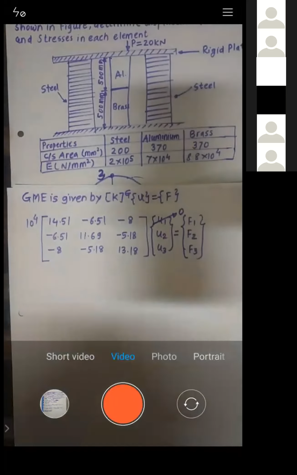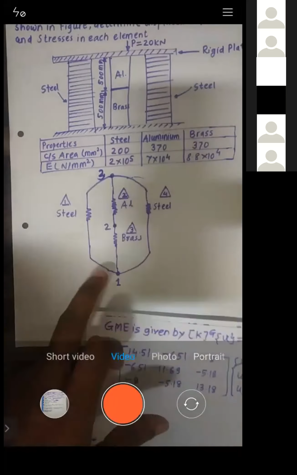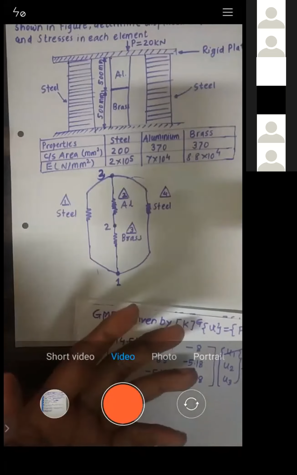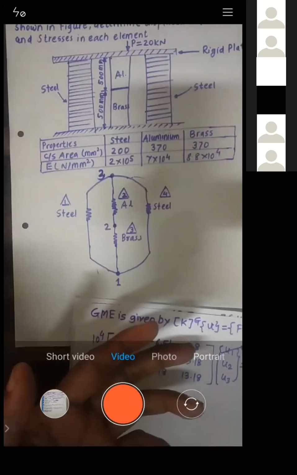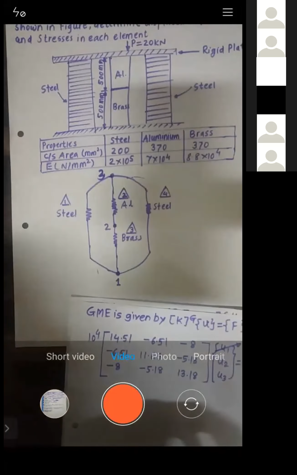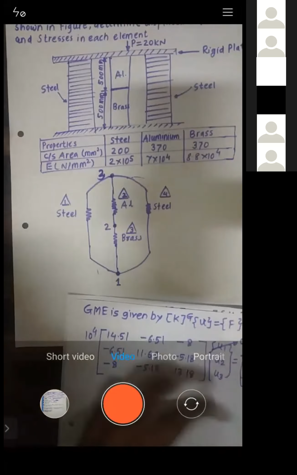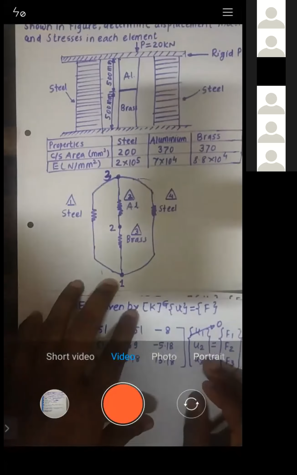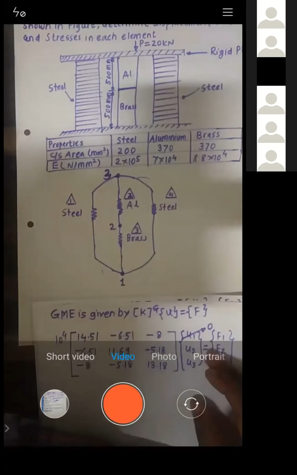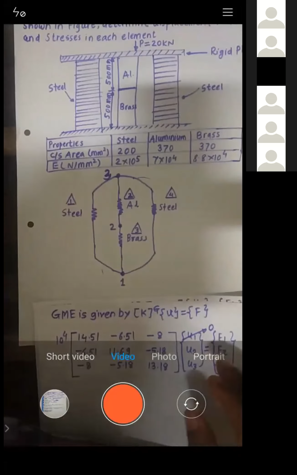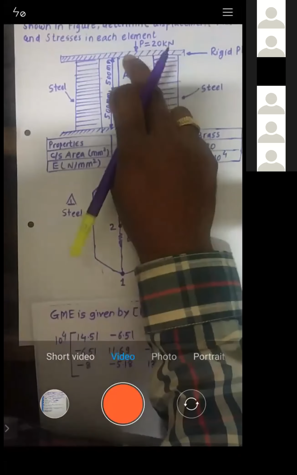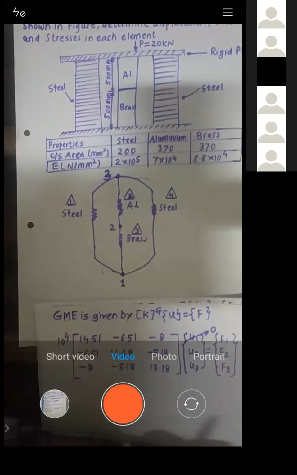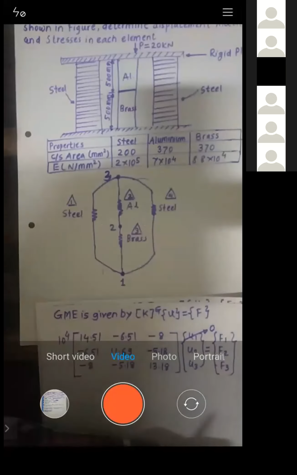Getting my point? See, node 1 will not move. If node 1 moves, what will happen? Your structure will come out of the ground. Sir, node 3 is also fixed, right? See, node 3 will move, right? When you apply the load to this plate, what will happen? This node 3 will move down, right? Yes, okay, fine. And the plate is rigid. Okay, getting my point?